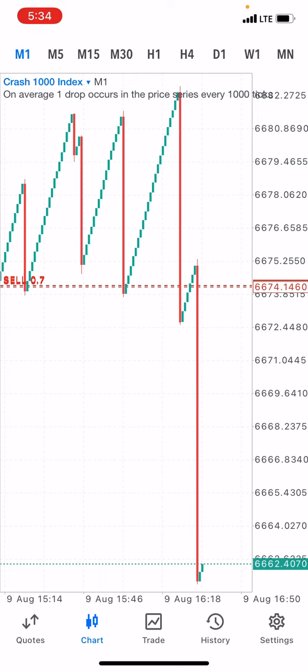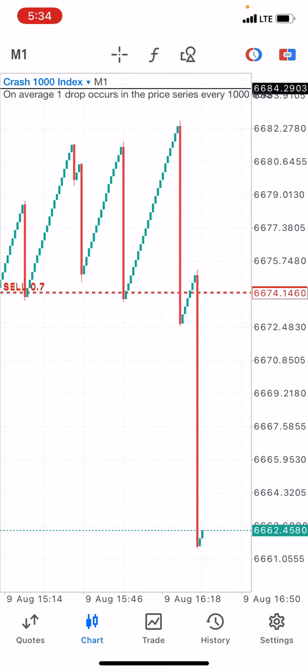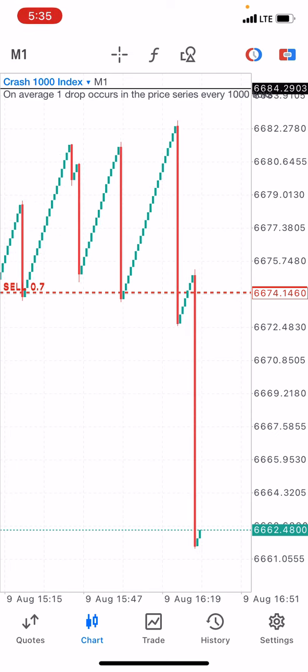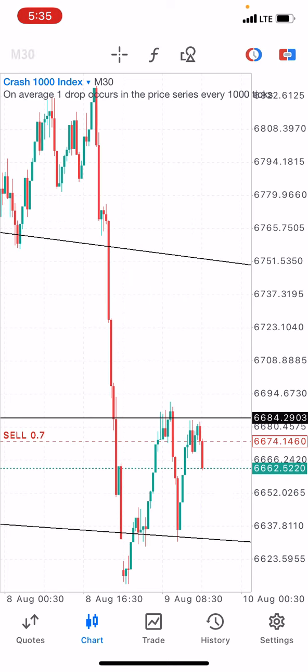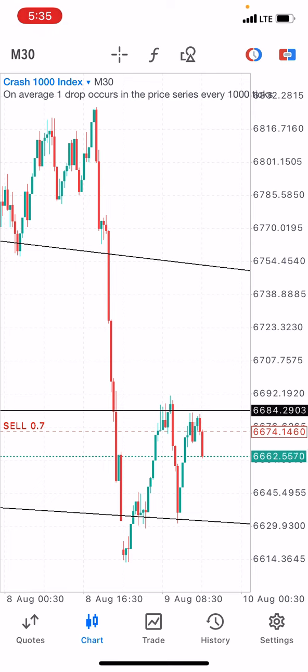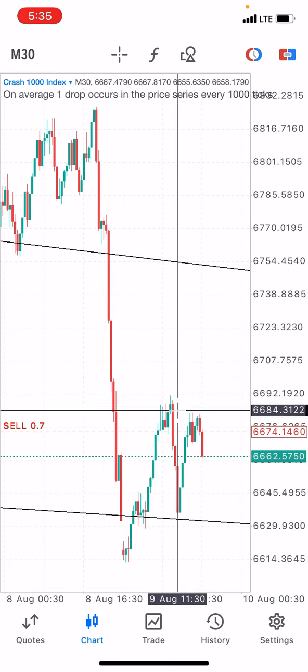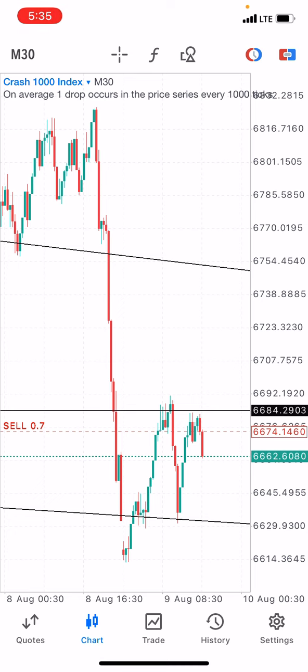All right, so guys, I'll be showing you how we do this stuff effortlessly, without indicators. You can catch as many spikes as possible. You can see right here I have my horizontal line. I'm going to be showing you how I analyze the market.